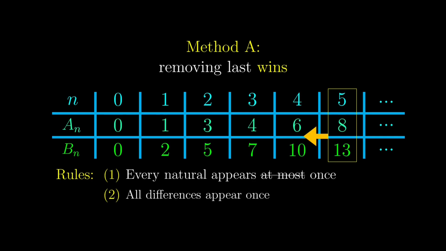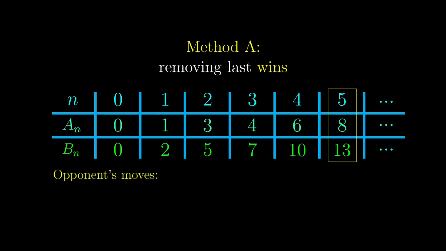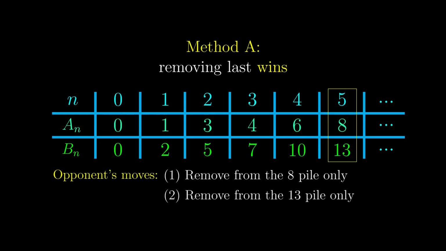So what can your opponents do after you attain this 8-13 configuration? Well, he or she can remove stones only from the pile with 8 stones, only from the pile with 13 stones, or remove the same number of stones from both piles. And the gist of the proof is to show what you can do in each of the 3 cases.